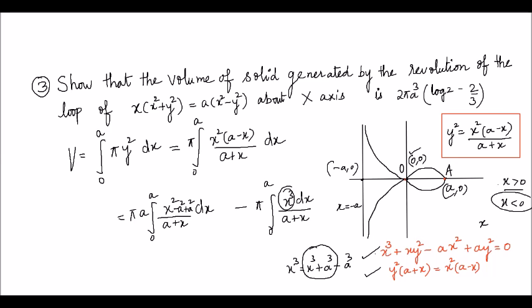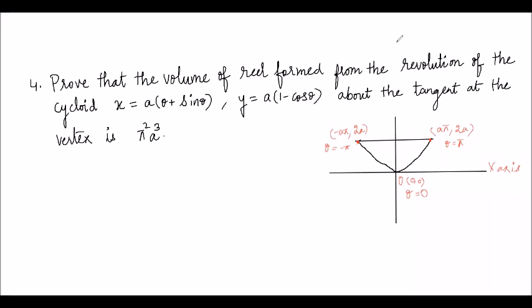Now let us consider the last problem. Here in this problem, we have to prove that the volume of the solid formed from the revolution of the cycloid, an important parametric curve given by these two equations, about the tangent at the vertex is pi square a cube. So here the axis of revolution is tangent to this cycloid at the vertex, and it is clear from the figure that tangent at vertex to this curve is x-axis. So axis of revolution is x-axis.